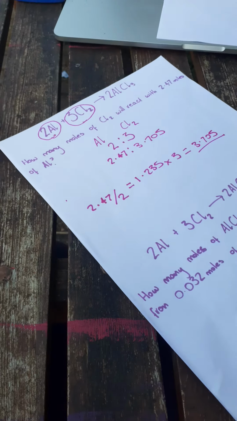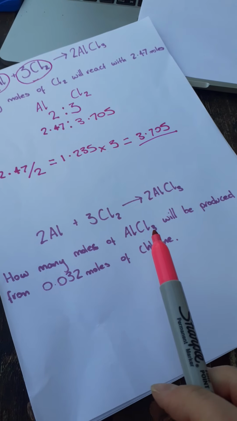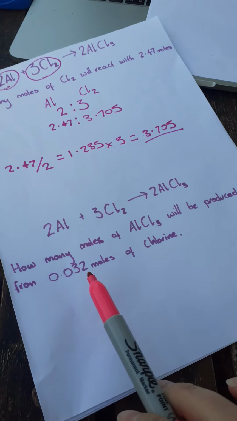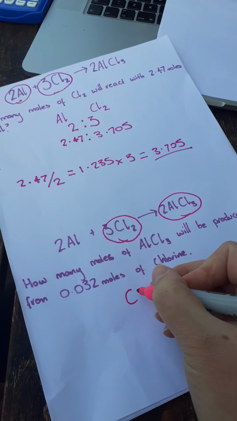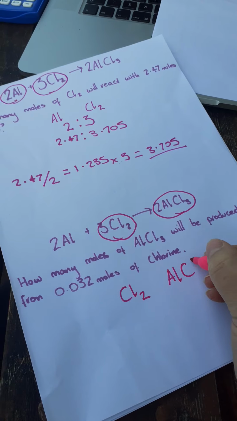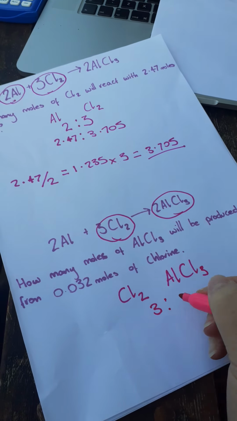Okay? For part B, we are asked how many moles of aluminium chloride will be produced from 0.032 moles of chlorine. So again, we're just identifying what we've got. So we've got our chlorine and we've got our aluminium chloride. So we're going to write down what our mole ratio would be for this one. So this time we have 3 moles of chlorine reacting to produce 2 moles of aluminium chloride.